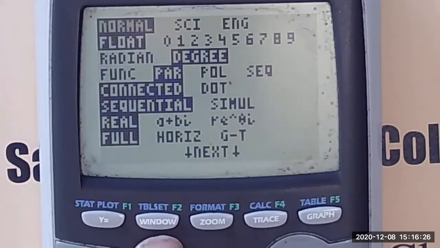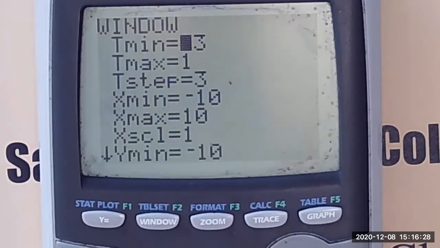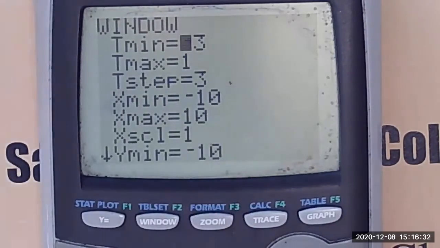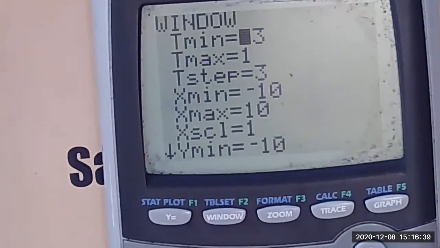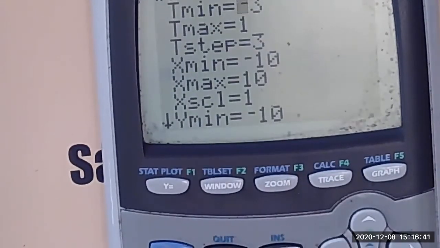So then I go in my window, and I will let this be, this is degrees, I'm going to let this be 0 degrees to 360 degrees.